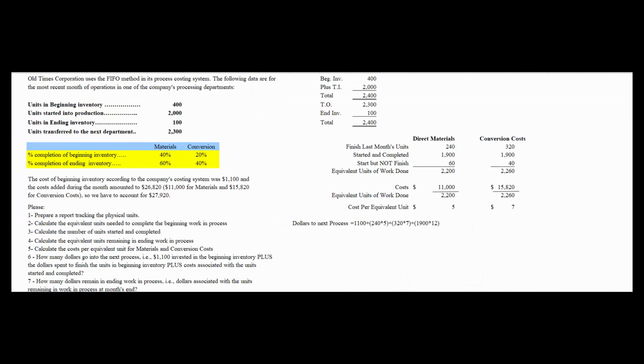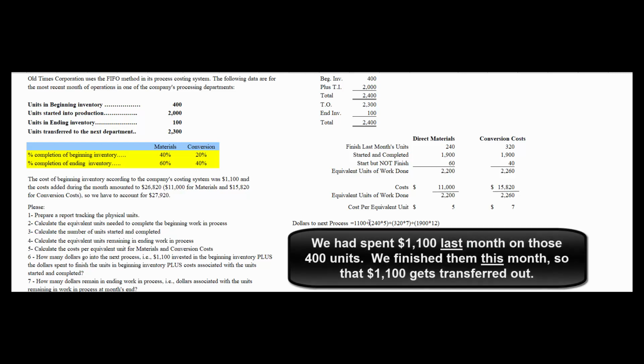Now we come to the point of this whole exercise. How many dollars move on to the next process? How many stay with the ending work in process? Well, what moves on is the $1,100. That's the money we spent last month. So that's going to go on with those units that we finished up.